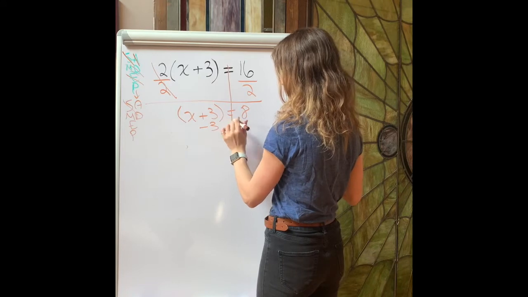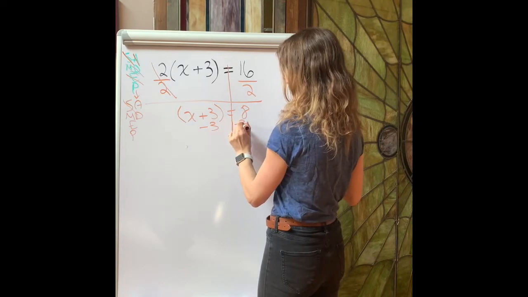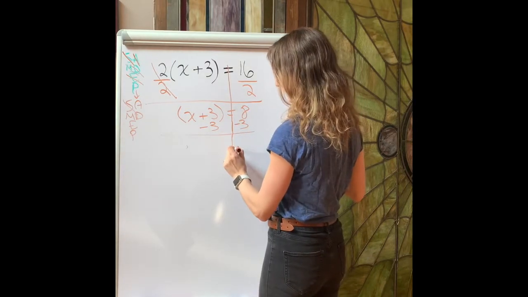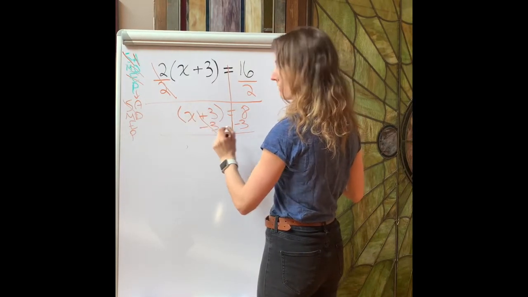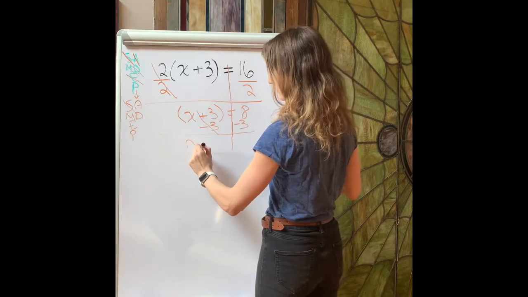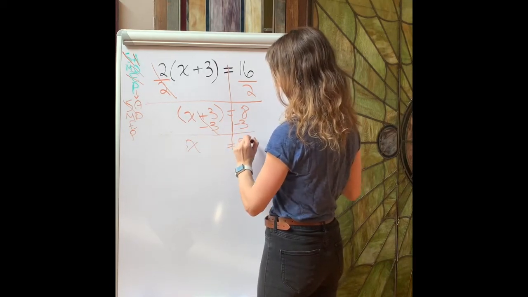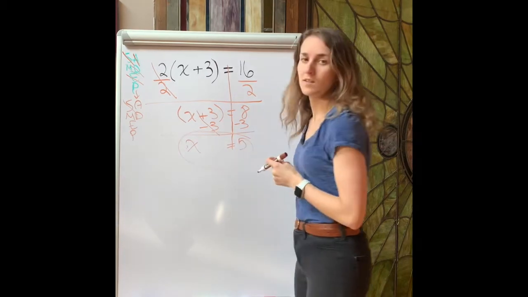So I'm going to write that a little neater. Take away 3. I like to draw my line to keep myself organized. 3 take away 3 is 0. 0 plus anything is just itself. 8 take away 3 is 5. So x equals 5.